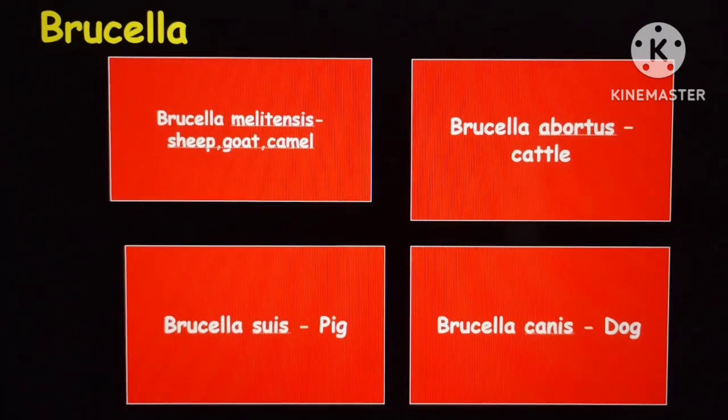So coming to Brucella, there are four important species. Melitensis affects sheep, goat and camel. Abortus affects cattle. Suis usually affects pigs, and canis usually affects dogs.